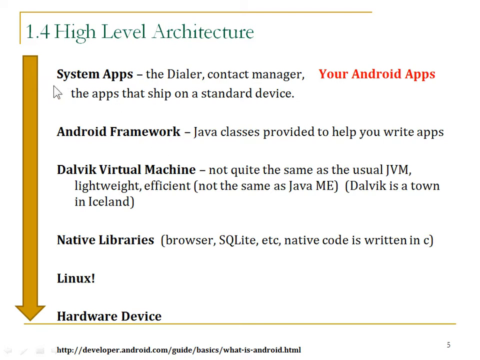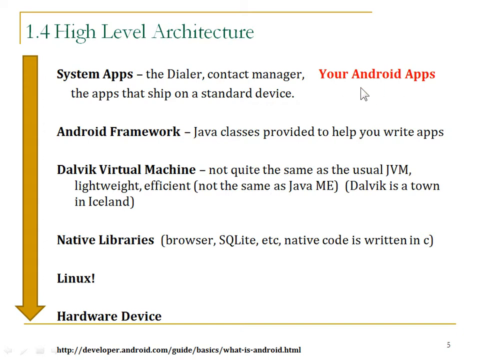So at the top are the apps, the system apps that come with your device, like the dialer and the contact manager, all of the things that ship on a standard Android device. And those are written in Java and executed on the Dalvik virtual machine. And these applications that ship with the machine use the very same Java classes as your Android app.